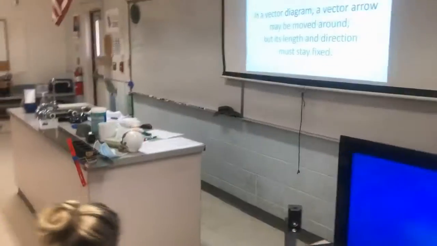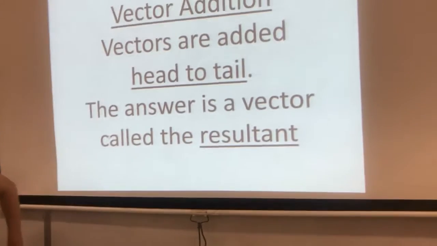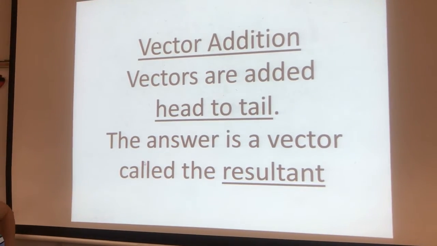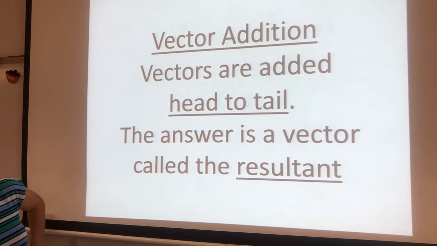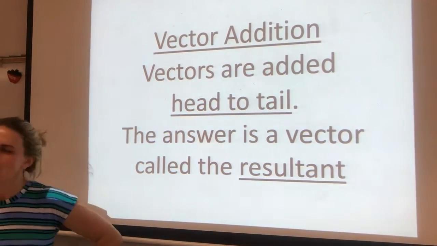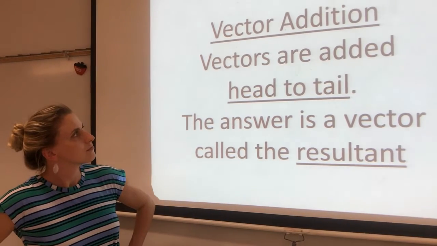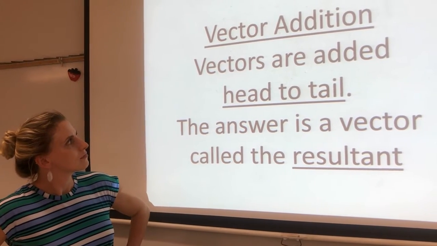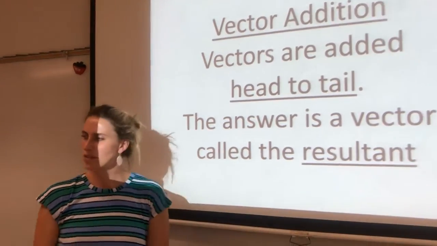Let's see. What else do we have up here? We'll come back to this. Vector addition. Vectors are added head to tail. We just said that. The answer is a vector called a resultant. So when we were walking out there, we were adding vectors because, just like you said, the head of the first one was at the tail of the second one. Exactly.